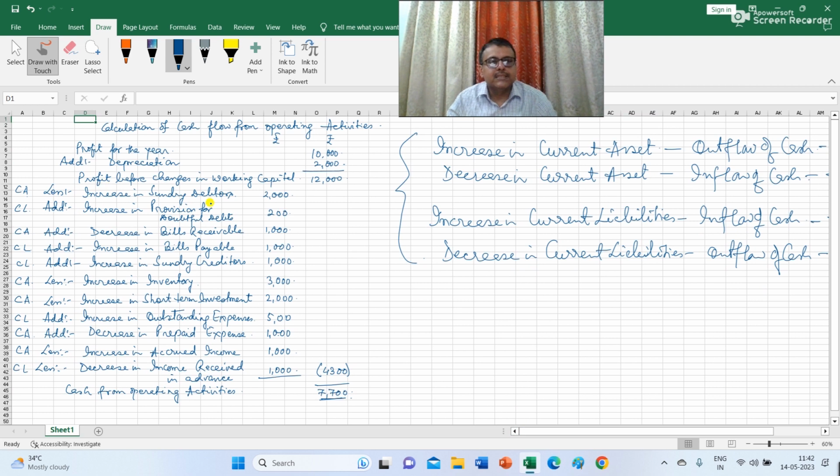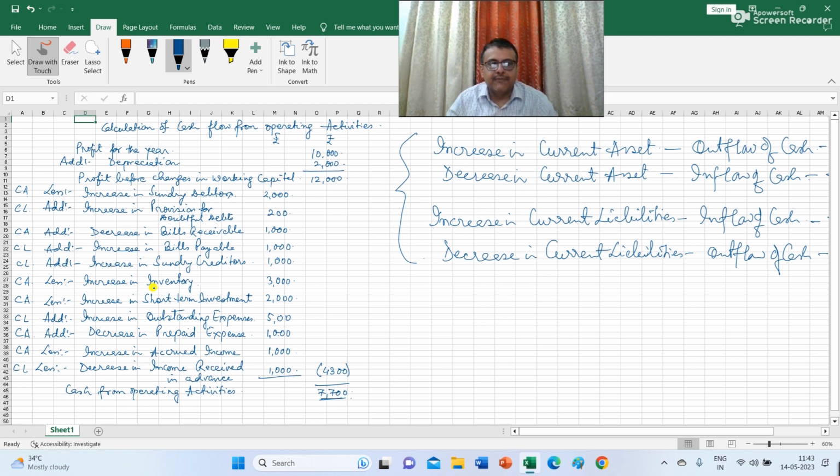So increase in sundry debtors, I have reduced the difference. Then there is an increase in the provision for doubtful debt, I have added back, that is 200. Then there was a decrease in bills receivable, so I have added it back, the difference of rupees 1000. Then there was an increase in bills payable, I have added back, and I have written here the current liability for your understanding. Then there was an increase in sundry creditors, so I added it back.